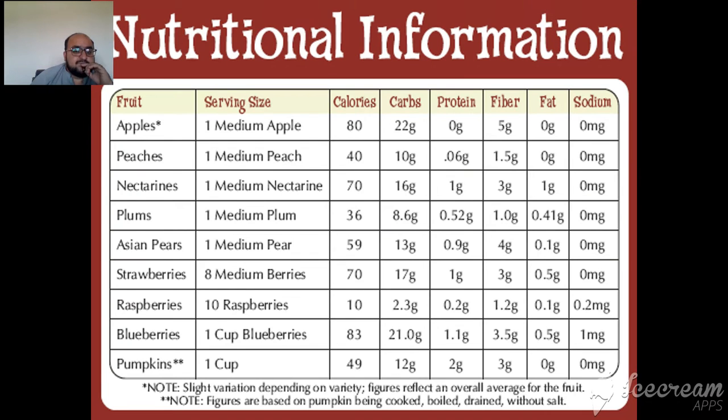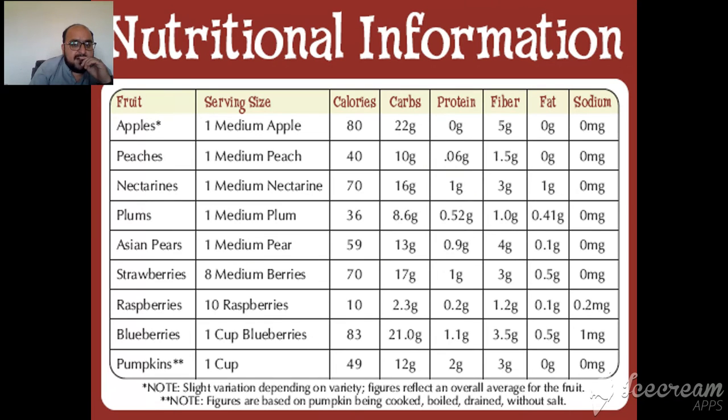Now for example, you have 1 medium apple. It will give you 80 calories of energy. It also contains 22 gram of carbohydrates and 5 gram fiber, while proteins, fats and sodium are absent. Meaning in 1 medium apple you can find 22 gram carbohydrates and 5 gram fiber, while it will provide you 80 calories of energy.